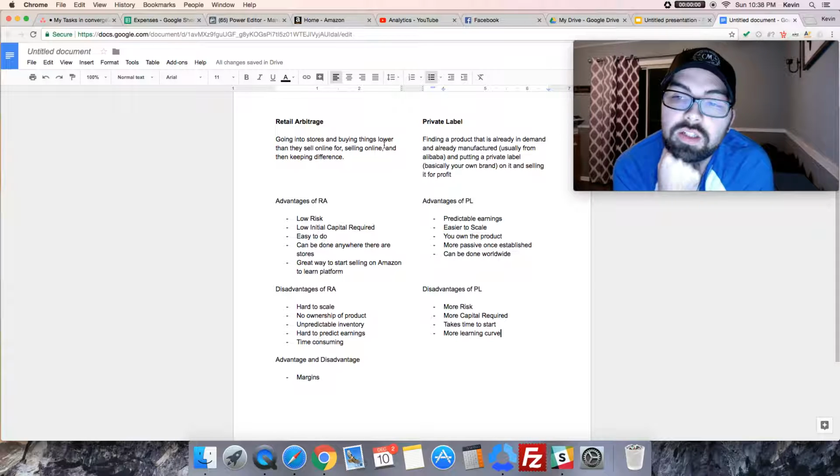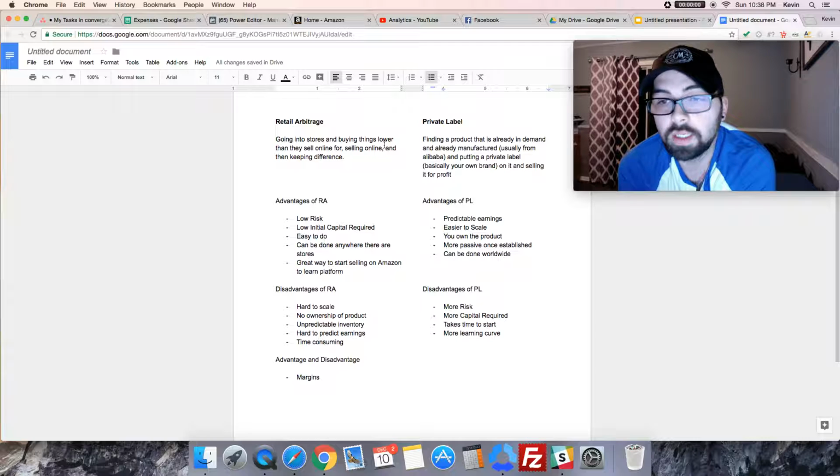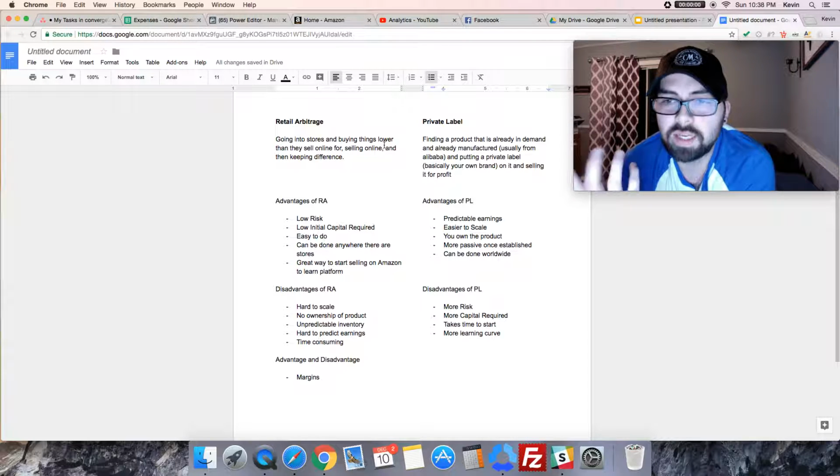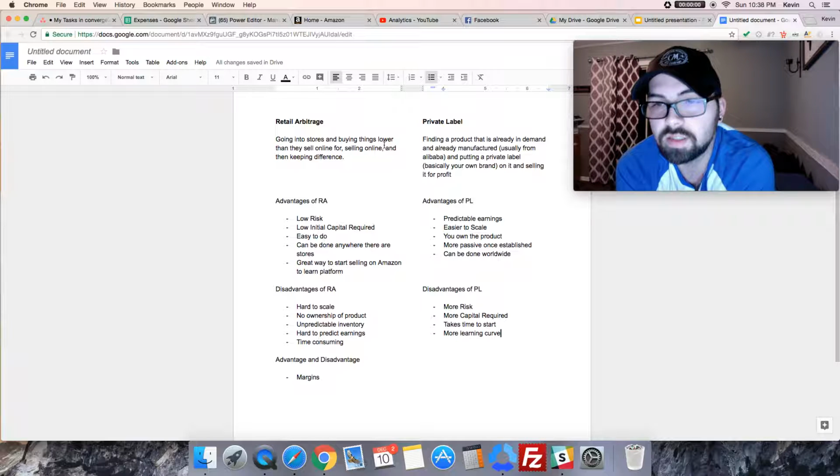There are some disadvantages to RA. It is hard to scale because you actually have to physically go to stores and physically get the product. Sometimes I might be in a Goodwill for 2 hours just scanning books and seeing which ones I can make money on. So it is harder to scale because it's physical manpower. You have to go out and do the work. You also have no ownership over any of the products because it's stuff that's already on Amazon. It's somebody else's stuff that you're just reselling, basically.